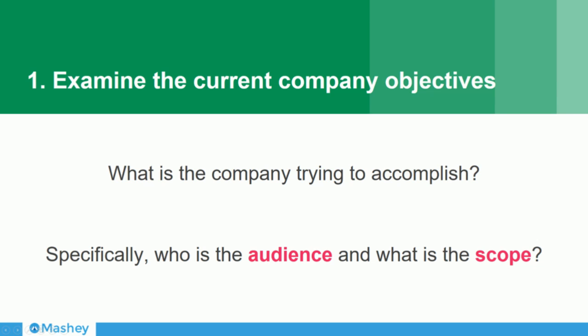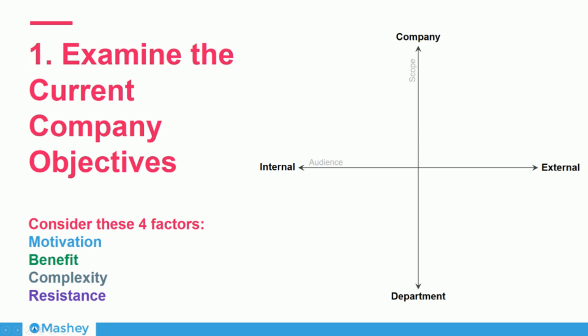Specifically, what we mean is, who's going to be the audience for this output, and what is the scope? So let's talk about the relationship between audience and scope in this context. What we like to do at Mashey is plot out a matrix along two axes, where we look at the audience across the horizontal and the scope along the vertical axis. And we like to consider these four things as we move around this matrix.